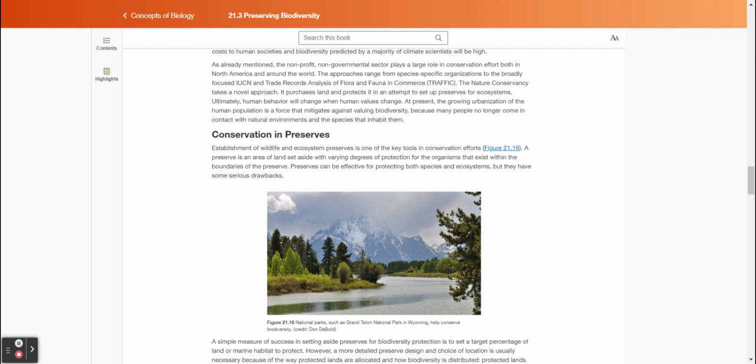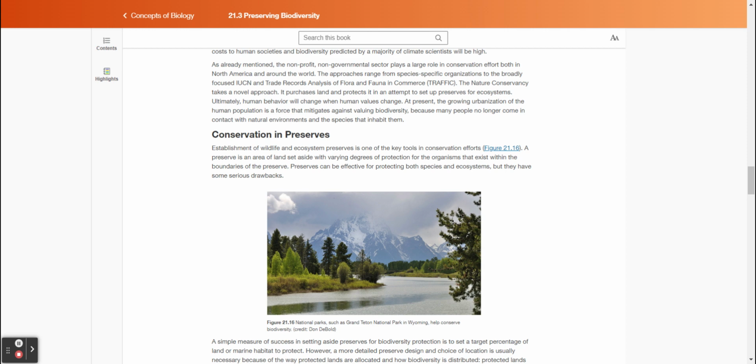As already mentioned, the nonprofit, non-governmental sector plays a large role in conservation efforts both in North America and around the world. The approaches range from species-specific organizations to the broadly focused IUCN and trade records analysis of flora and fauna in commerce, or TRAFFIC. The Nature Conservancy takes a novel approach. It purchases land and protects it in an attempt to set up preserves for ecosystems.